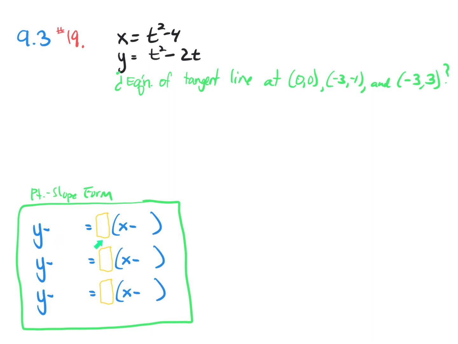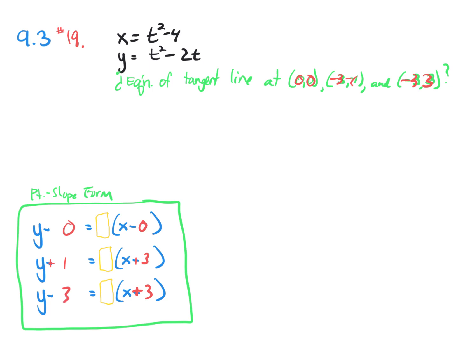All right, so we need to know the slopes at these 3 points. And well, we've already got the x and y values for point-slope form. When x is 0 and y is 0, the equation will be x minus 0, y minus 0. And when x is negative 3 and y is negative 1, then the equation will have x minus a negative 3 and y minus a negative 1. And when x is negative 3 and y is positive 3, then the equation will have x minus a negative 3 and y minus a positive 3.